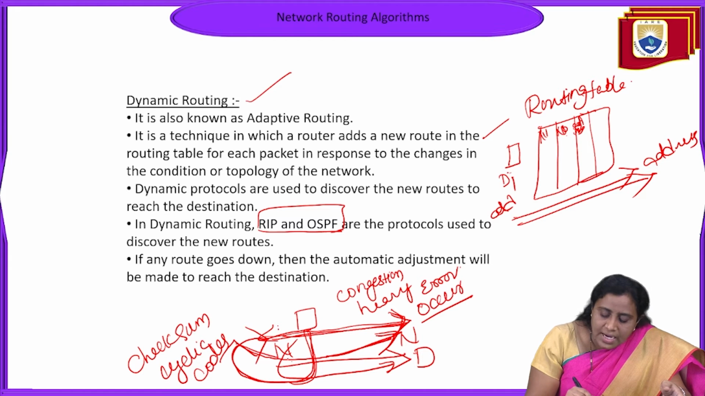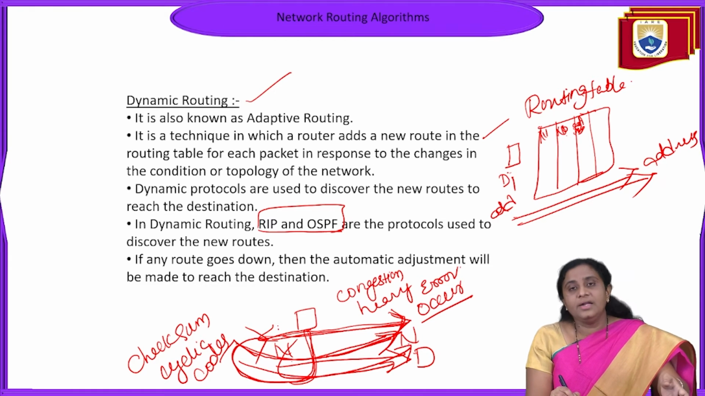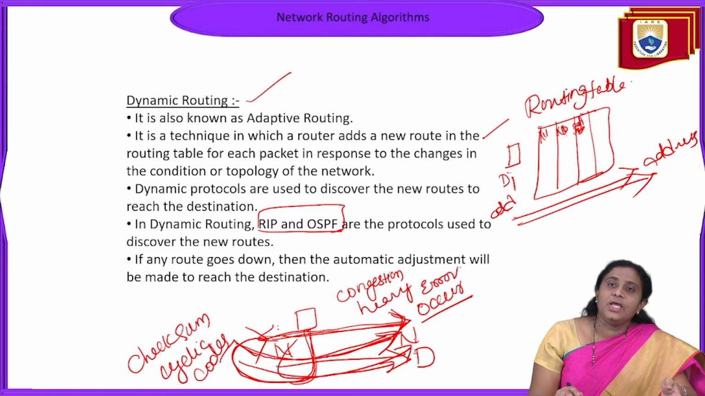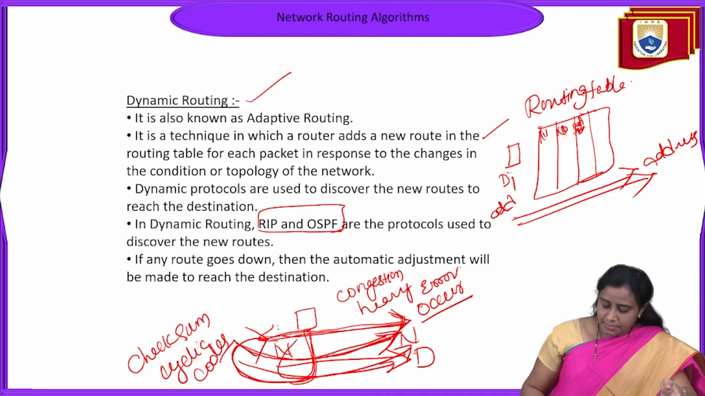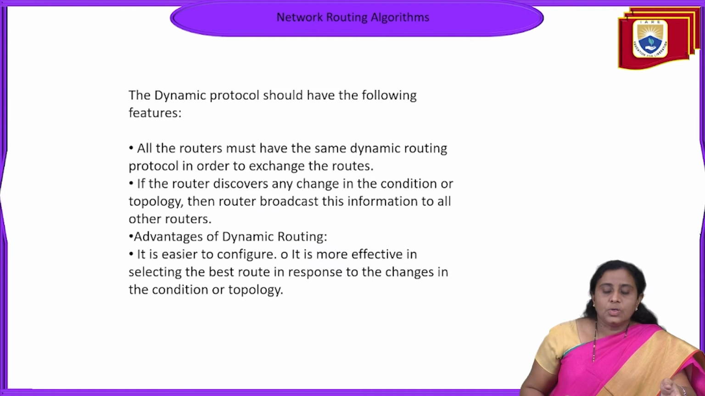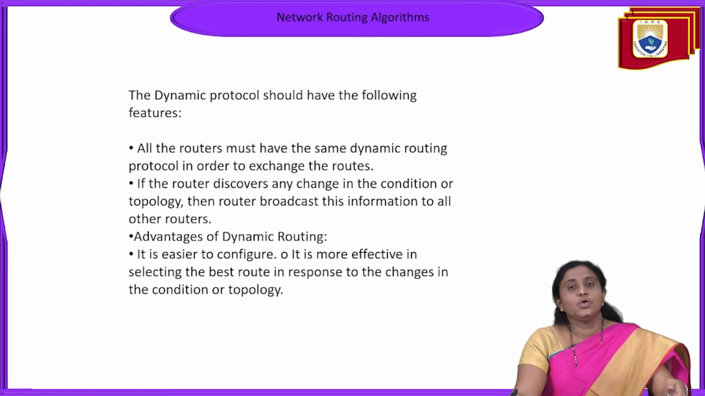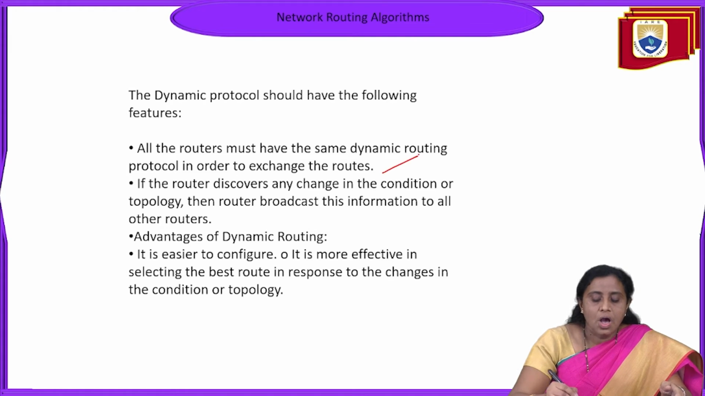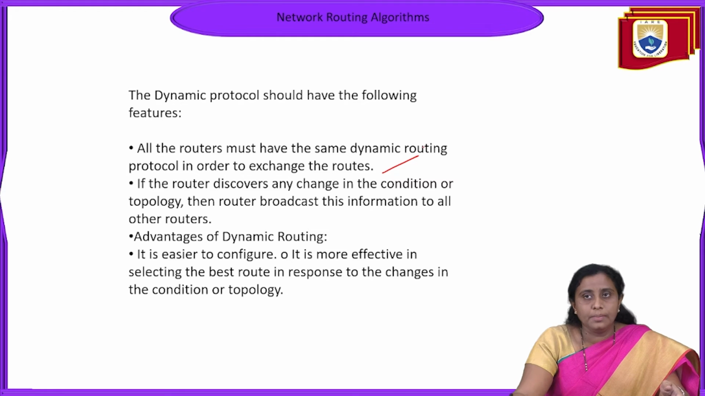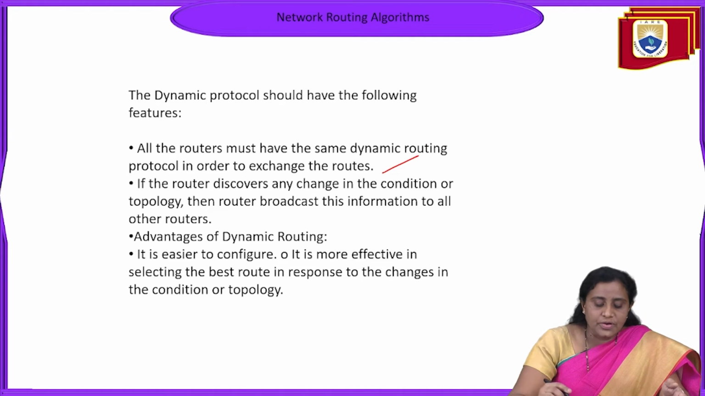The second way of routes will be determined or discovered by means of a dynamic routing algorithm. So coming to that, the dynamic protocol should have the following features. What are the features? The first one is that all the routers must have the same dynamic routing protocol in order to exchange the routes. That is the first point.